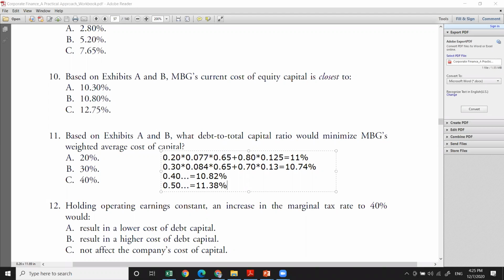So what debt to total capital ratio should minimize the weighted average cost of capital? We can see here that 30% debt financing the whole capital would get the minimum weighted average cost of capital. So the answer is B here.